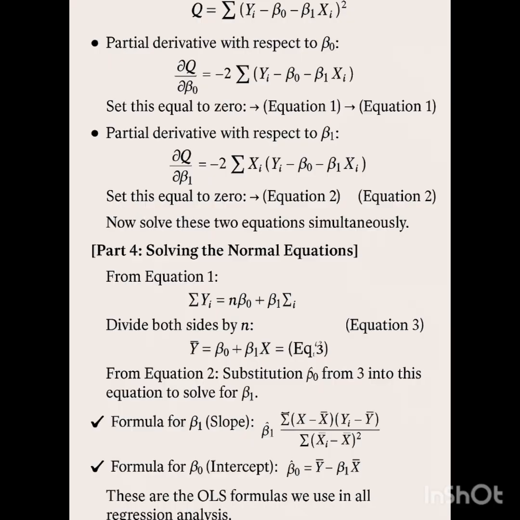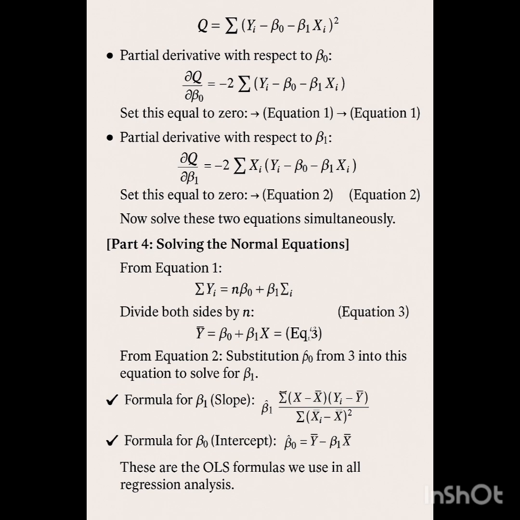From equation 1, summation yi equal to n beta 0 plus beta 1 summation xi. Now we divide both sides by n. When we divide both sides by n, we get y bar equal to beta 0 plus beta 1 x bar, our equation 3.